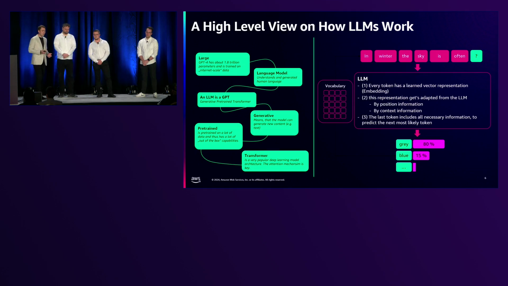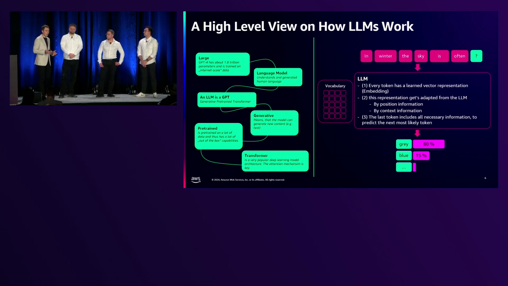But how is it doing that? So first, the model needs a vocabulary. And the vocab basically is the set of tokens known to the model. So in our example, basically that means all English words in existence.